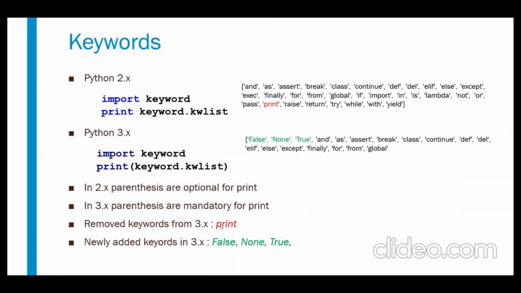Now let's see keywords in Python. There are two versions of Python: 2.x and 3.x. If you want to know the keywords available, we need to import the keyword package and print the keyword.kwlist command. This will give you all the keywords present in 2.x and also 3.x.